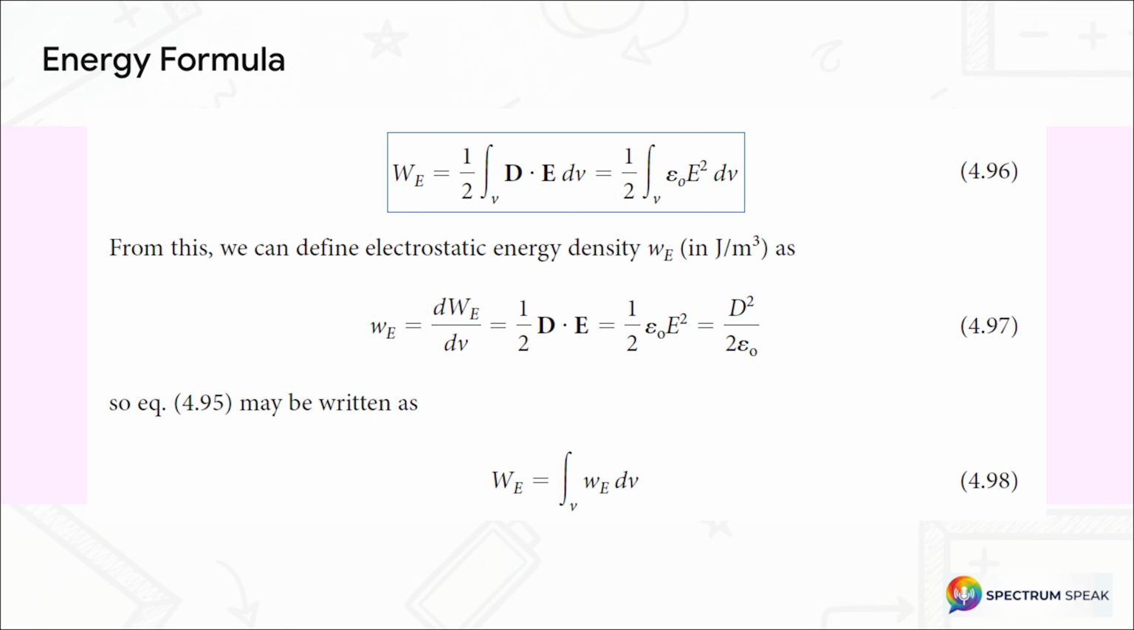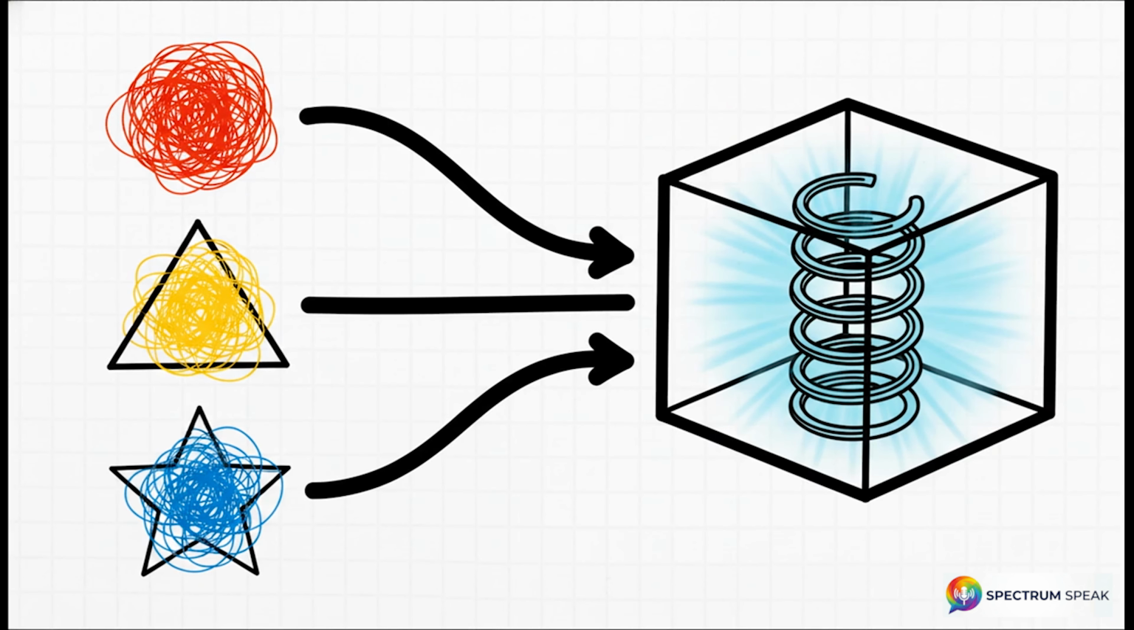Total energy equals the integral of 1/2 epsilon naught E squared over the given volume. And from that total energy equation, we can easily extract the energy density itself, our lowercase w sub e. As shown in equation 4.97, there are 3 algebraically equivalent ways to write this out, entirely depending on which variables you're actually handed in a problem. You could use 1/2 D dot E, or maybe 1/2 epsilon naught E squared, or even D squared over 2 epsilon naught. Pick your favorite because they all describe the exact same physical reality, those tightly compressed springs of energy sitting in a given volume.